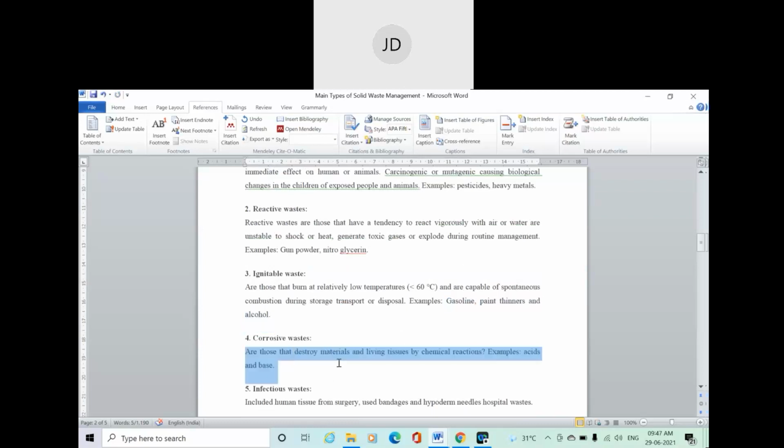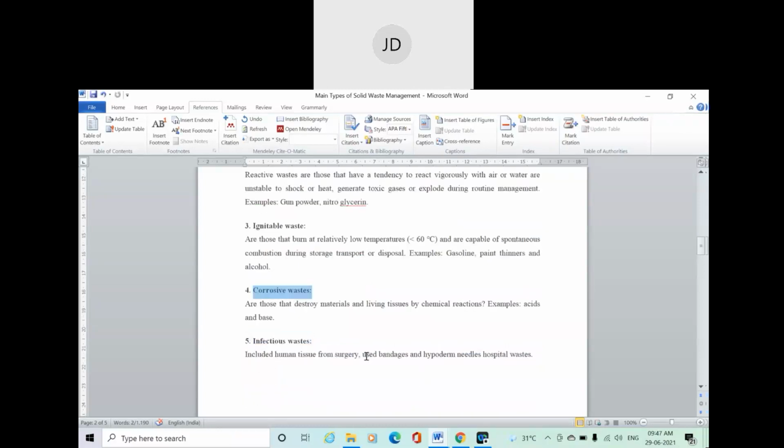Corrosive waste means waste that destroys material. They destroy material and living tissues by chemical reaction, like acids and bases. If you throw acid or base even in an open field, they can destroy biodegradable waste, or even harm living tissue, because they go through chemical reactions. So they are classified as corrosive waste basically.